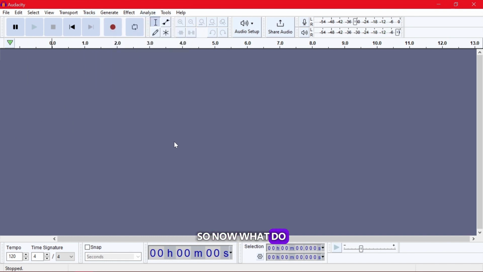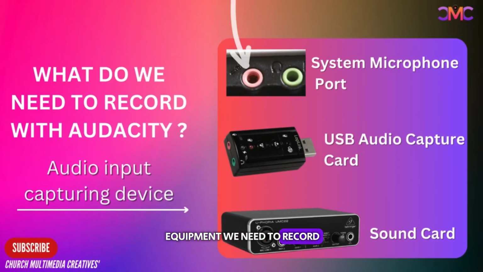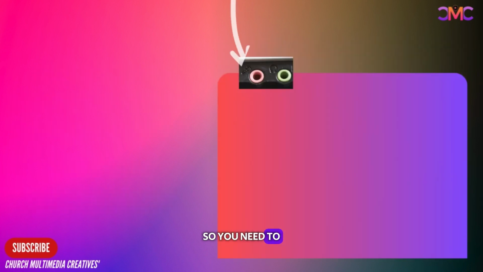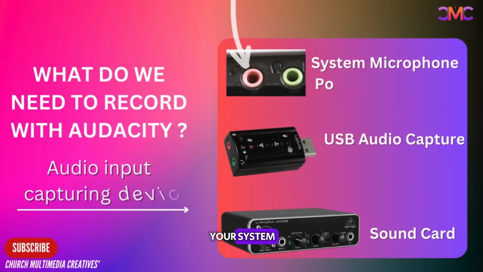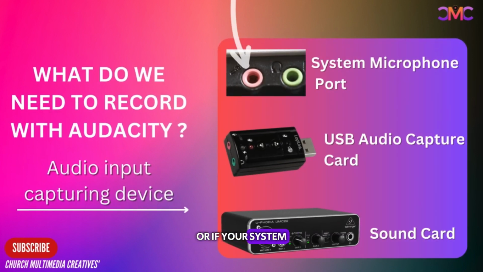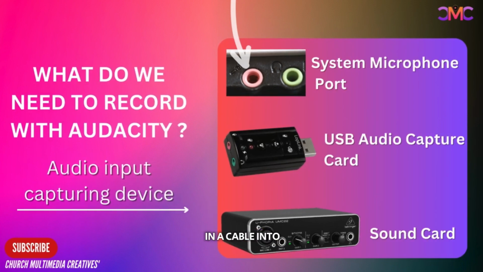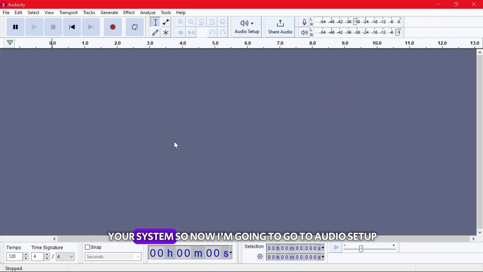So now, what do we need to record, or what is the equipment we need to record? So you need to have sound entering into your system. You could use a sound card. You could use your USB audio interface, or if your system has a microphone port, you could just plug a cable into your system. So now I'm going to go to audio setup.